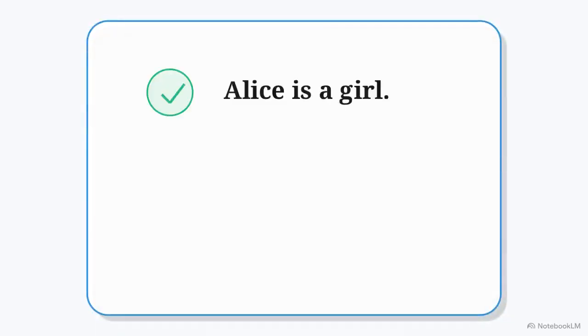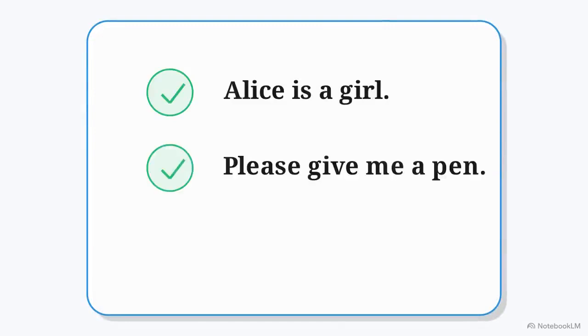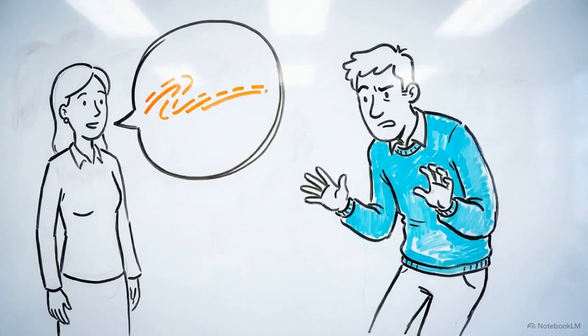Take a look at these examples. "Alice is a girl" and "please give me a pen" successfully express complete thoughts. But an incomplete phrase fails to provide the full picture, leaving the reader waiting for the rest of the information. Without this foundational completeness, the person you are speaking to is left guessing at the intention behind your words.